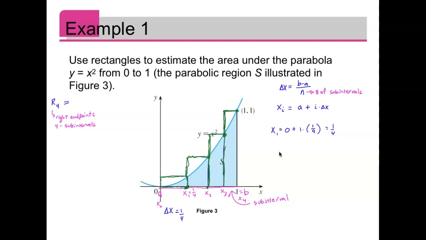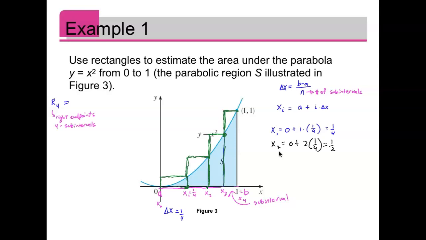Well, what's x2? You can probably think of this without having to use the formula. If this is 0 and then 1/4, then we add another 1/4 to that. x2 is 1/2, right? But I can just verify for you that the formula works. So x2 equals 0 plus 2 times 1/4. That's 1/2, right?